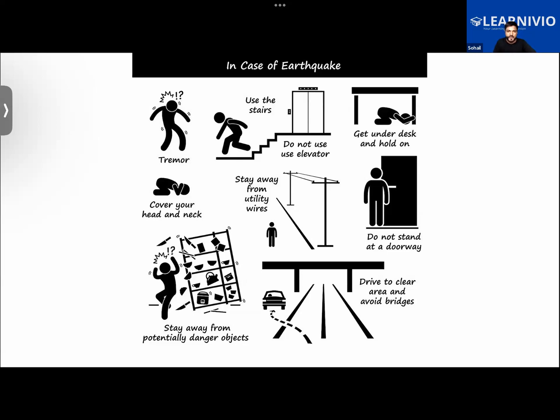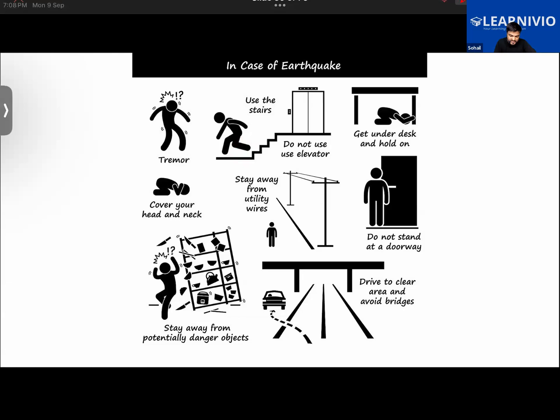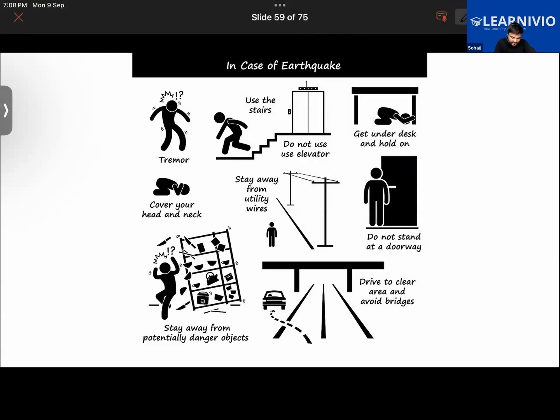Getting it now? Also, one should not use the elevator whenever there's an earthquake. In that case, let's say the string of the elevator were to break. Getting it? If the string were to break, it's most likely that the person will die. One can hide under a heavy desk. One should cover their head and neck with their hands like this. Stay away from these electrical cables. Do not stay at a doorway. Stay away from potentially dangerous objects like these objects here.